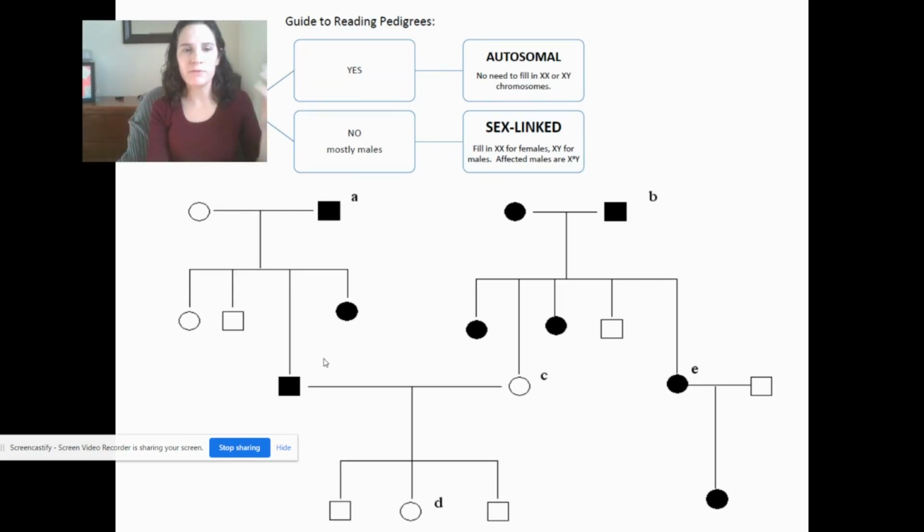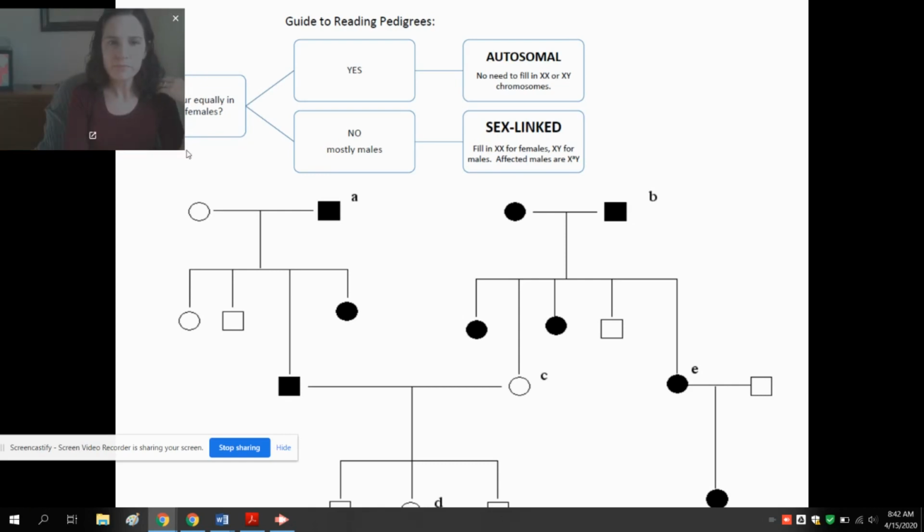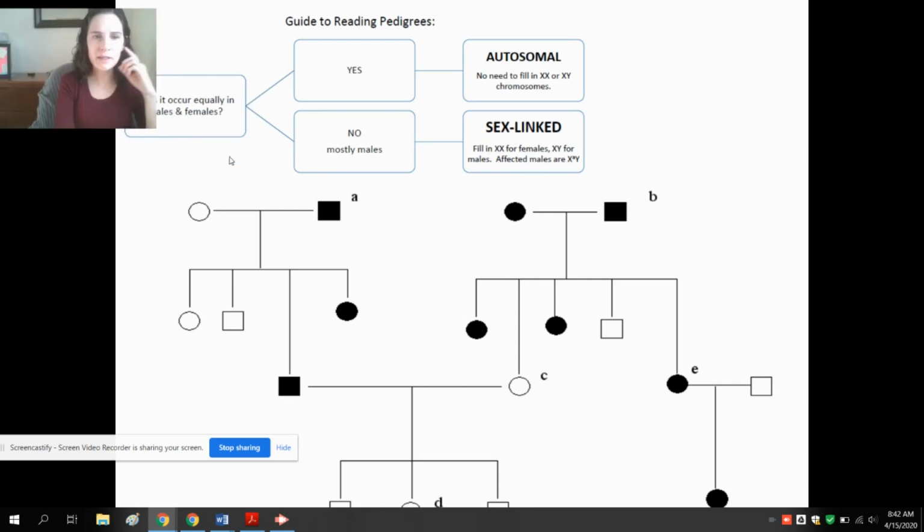So once again, my first question is, does it occur in males and females? I'm going to shrink this video down just a little bit. Does it occur equally in males and females? Yep, I've got guys, the squares, and girls, the circles, who are both getting this trait. So it's going to tell me, yep, it's autosomal.